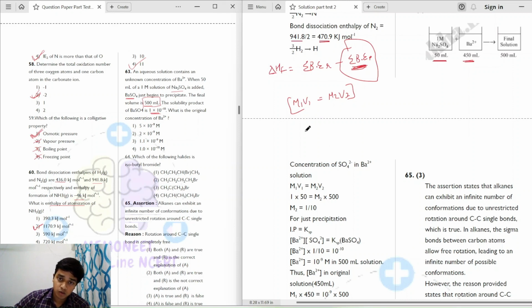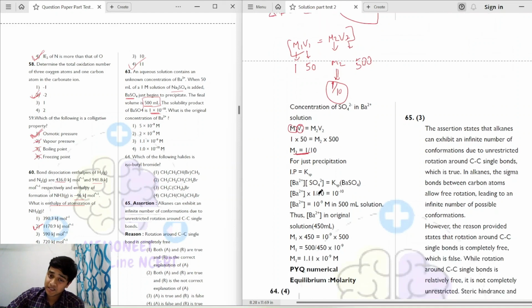So the concentration of sulfate in the solution will become M1 multiplied by V1, which is the initial molarity. The initial molarity was 1, and the volume of the solution was 50 ml, and the final molarity we have to find out, and the final volume of the solution is 500. So that gives us the molarity of sulfate ion. The concentration of sulfate ion will finally be equal to 1 by 10. So this is the final concentration of sulfate ion in the solution.